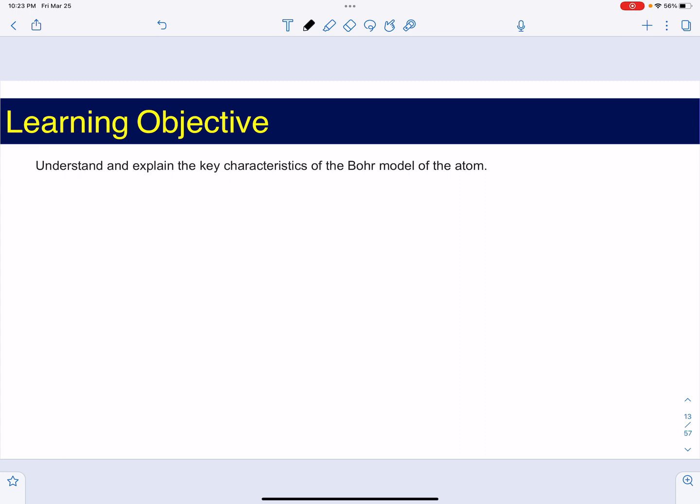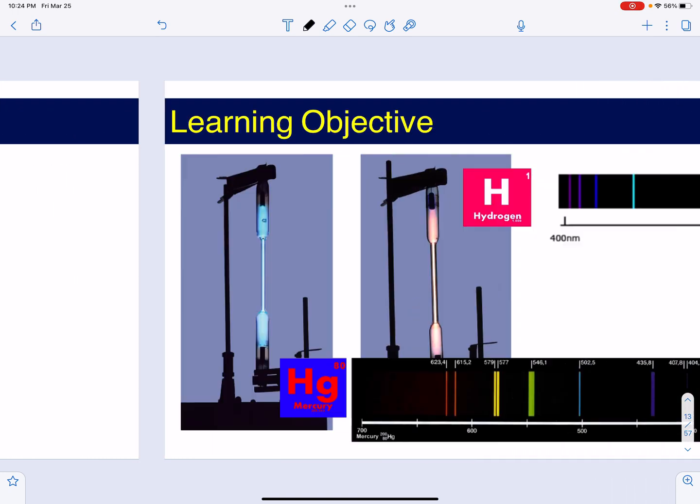So how do we relate what we learned about light and matter as we talk about the atom? For that, we're going to come up with Bohr's model. So let's see where that comes from.